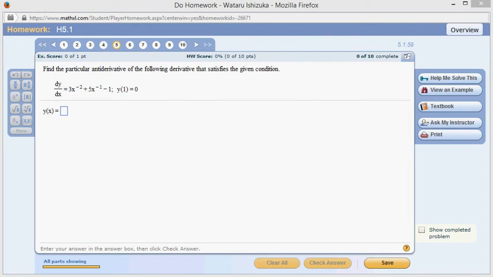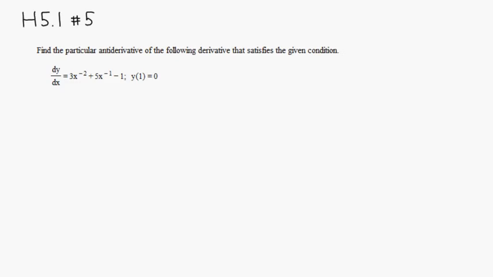Alright, let's look at homework 5.1, problem number 5. We want to find the original function y from this given information. Since the derivative is given, we can take the antiderivative to go back.